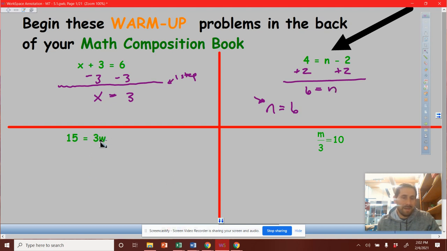Here, this is 3 times w. When a number is right next to a variable, it's multiply. So the opposite of multiplication is division. So I put a fraction bar to divide it out. So we get w equals 15 divided by 3, which is 5. So hopefully you see, what is 3 divided by 3?